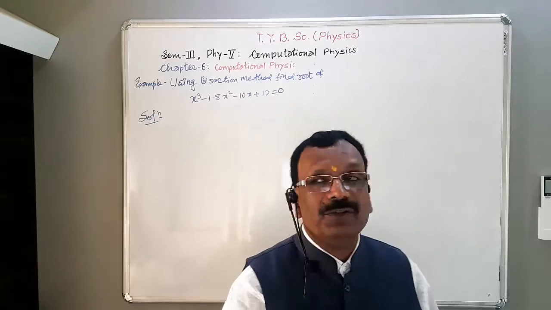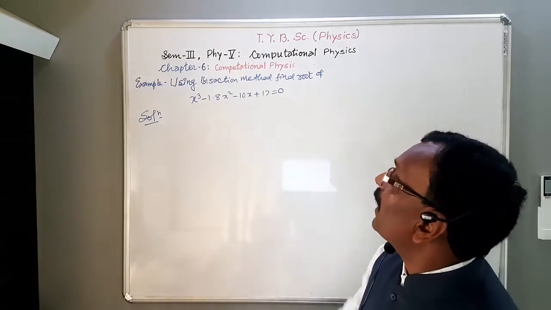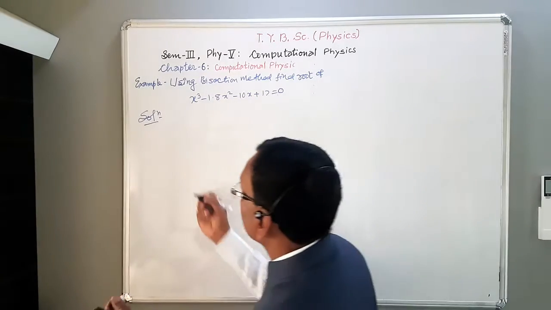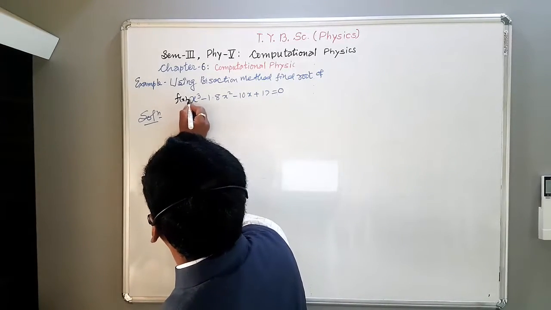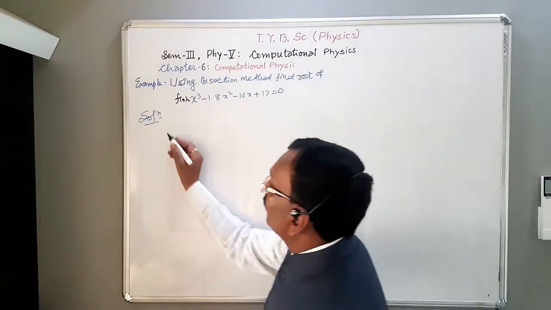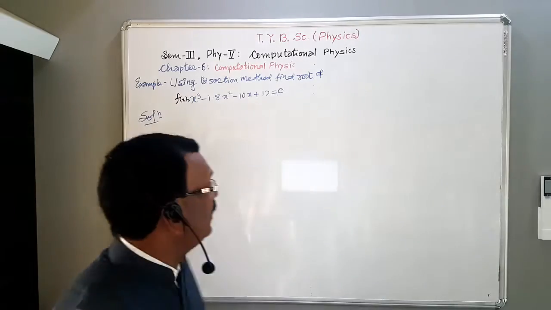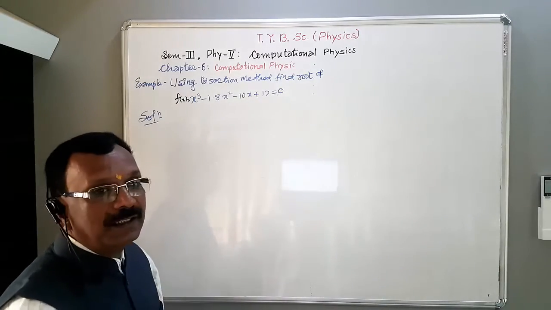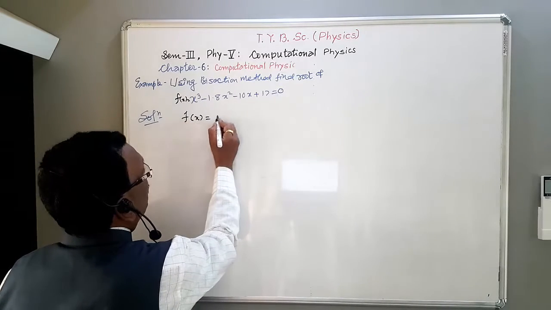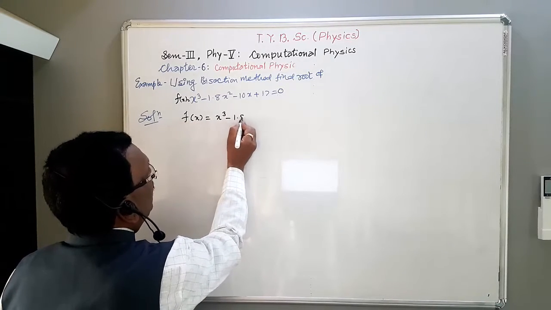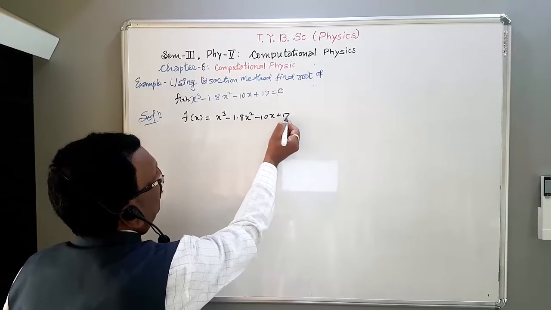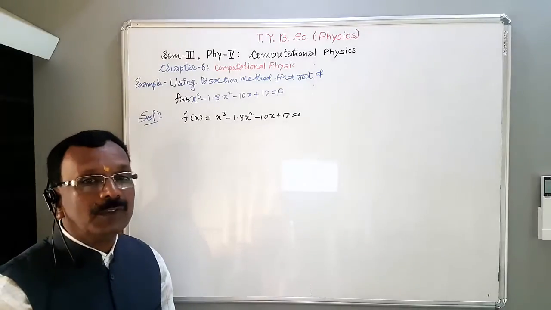Okay. Now we are going to see the first problem. Using the bisection method, find the root of this function f of x. This is the given function. Now the solution for this function: the given thing is that f of x is equal to x cube minus 1.8 x square minus 10x plus 20 is equal to 0.